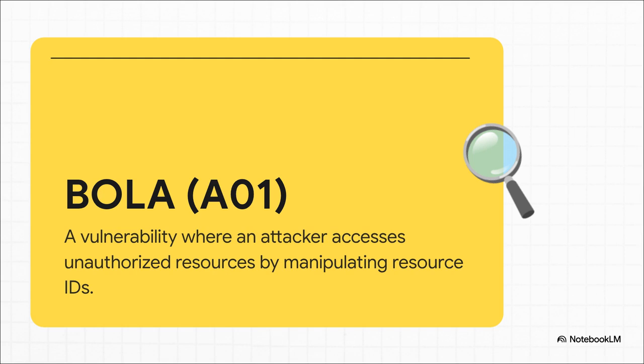Our APIs are constantly fetching things using IDs, right? Like /users/123, /orders/456. BOLA is what happens when the API just forgets to check if the person asking for order 456 is actually user 123. It is shockingly common, and it is incredibly dangerous.